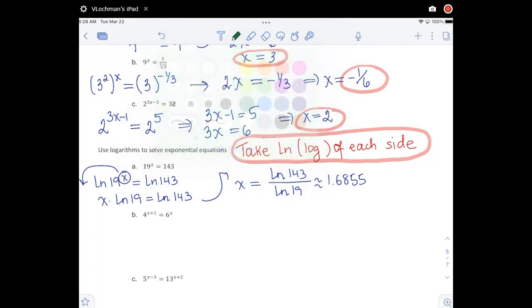And how would you check here? I would plug this into my calculator. So let's say 19, if I raise it to the power 1.6855, I'm going to get approximately 143. I'm not going to get exactly 143 because of the rounding, but we will get a number very, very close to this one. So could you also take regular log here? Yes, you could also take log base 10. So that's how we solve a problem of this type.